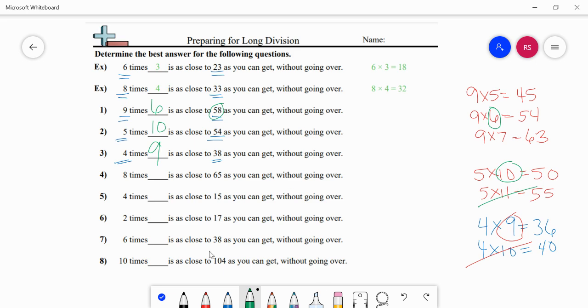All right, last one we're going to do together, and then I will ask that you do the rest of these on your own for some practice. 8 times blank is as close to 65 as you can get without going over. So let's think about our 8 times tables. I'm going to have you think about it, whether you need to write it down, whether you need to check your chart, or if you just know your 8 times tables. What can you multiply by 8 that can get you as close as you can to 65 without going over? Shout it out when you're ready.